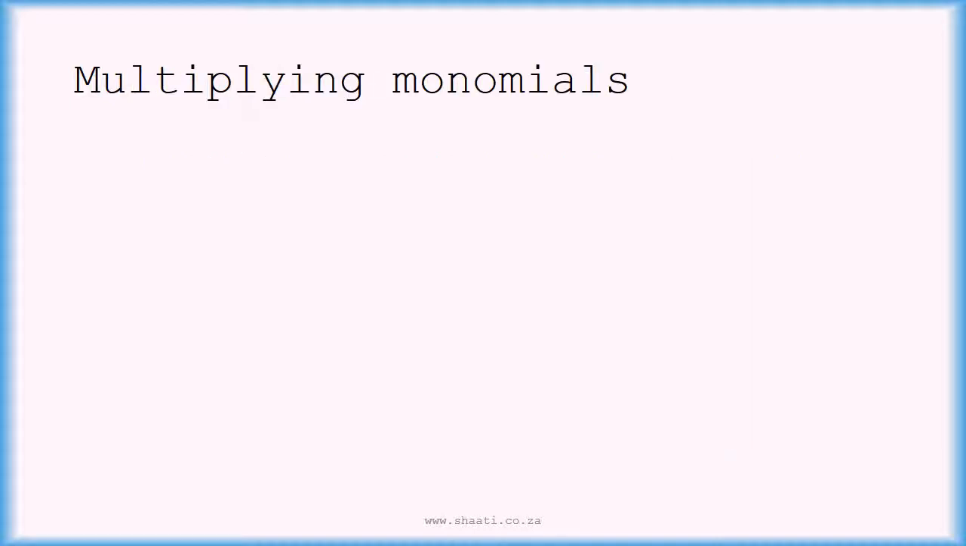Multiplying monomials. These are expressions with only one term. The simplest form of it is something like a times a. And luckily we know how to use exponents, so a shorter way to write it is a squared. Let's have a look at our next example.